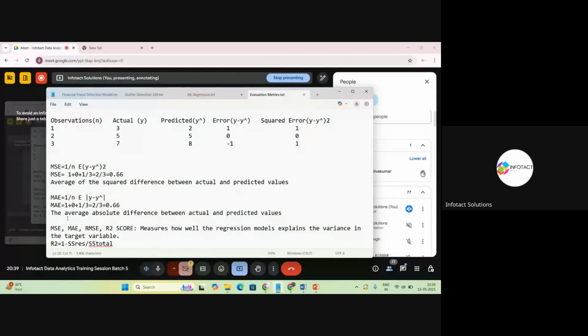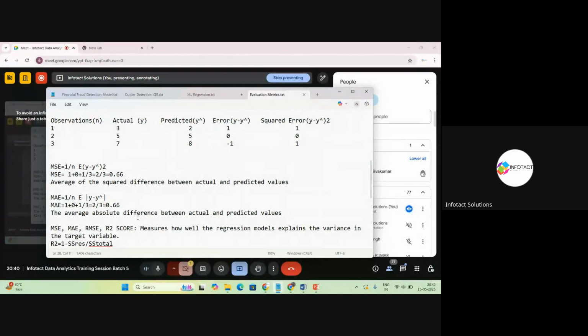Which is equal to 0.6. So what does the mean absolute error mean? It's the average absolute difference between the actual and predicted value. Overall, mean squared error calculates the square of the difference. Then root mean squared error is the square root of mean squared error, so the square root of 0.6 is the root mean squared error.